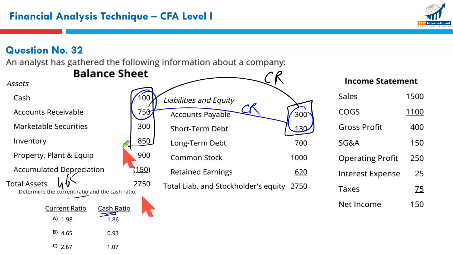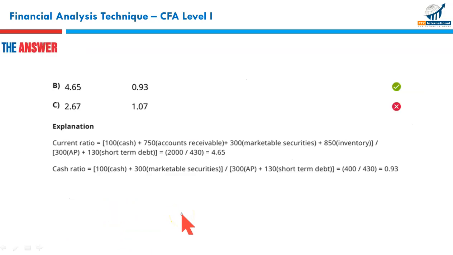For cash ratios, what you have is just two things, 100 and 750, and you have the two denominator values, 130 and 300, that's 430. It gives you 0.93. So that is 4.65, 0.93. B, simple as that. It's a very simple question.